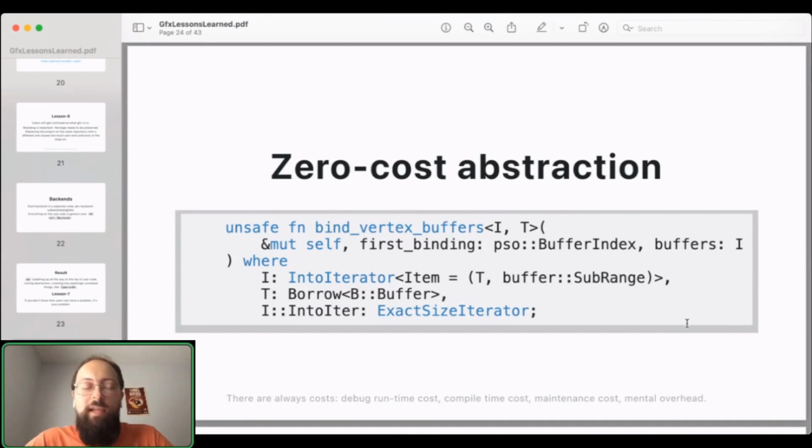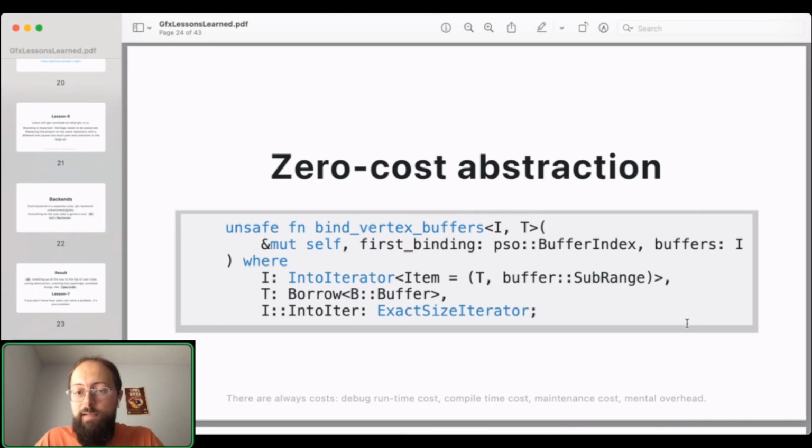Okay, next. We know Rust has zero cost abstractions. Wrong. The zero cost applies only to optimized runtime at best, but there are other costs. This is the example of the vertex buffer binding. And the interesting thing here is that we have two generics, I and T, and we have 3 different generic bounds on them. We have ExactSizeIterator, we have Borrow, and that all was there so that we do the least amount of work when users passed in their data. And that was uniform across the whole GFX API. The signatures were huge, were complicated, and they were largely copied over between the backends.